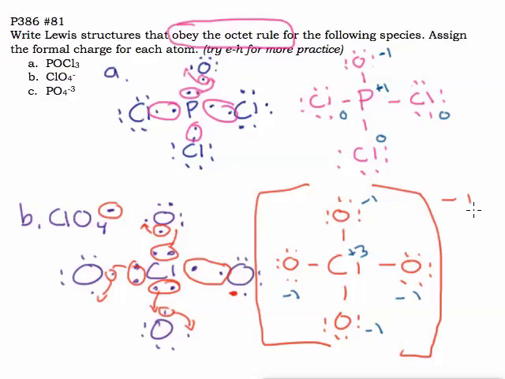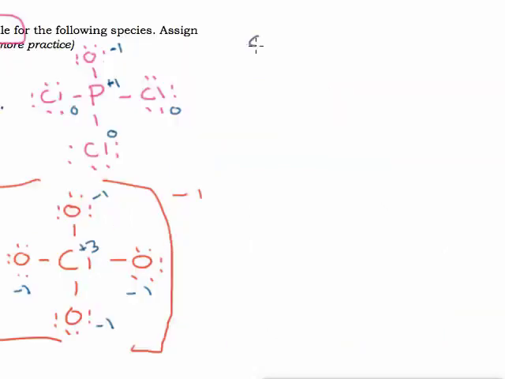C was PO4, negative 3. It's the phosphate ion. Phosphorus is going to be in the center. And we're going to have an oxygen atom on every side.